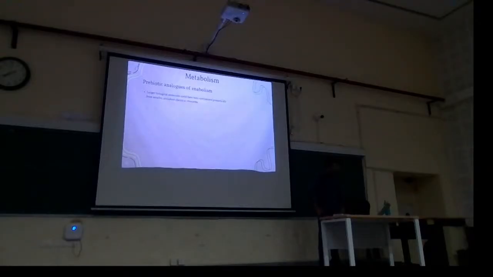So, prebiotic analogs of anabolism. How could anabolism have happened at that time? The first thing we can say is that larger molecules could have been formed from smaller ones. At that time, CO2 was most abundant, and metals were present on the Earth's surface. So from CO2 and metal ions, we can form methanol, formate, and methane-like structures, which we can use further to make other molecules.